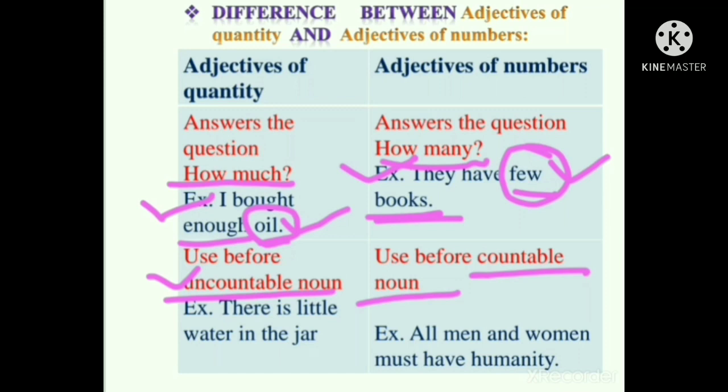For example, see, there is little water in the jar. Here, little is an adjective, and we have used this little before the uncountable noun water. Water is an uncountable noun. And for adjectives of number, I have taken the example: all men and women must have humanity. Here, all is an adjective of number, and men and women, both are countable nouns. To understand the difference between adjectives of quantity and adjectives of number, please try to understand this.